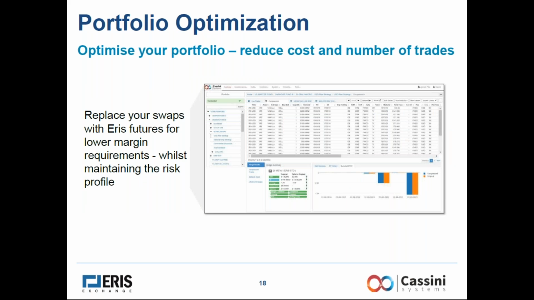Now, coming back to the portfolio optimization model that we are offering in partnership with Eris, the way that this works within the Cassini engines is that we initially load the portfolio of swaps, and we then create a bucketed risk profile out to maturity. Then our optimization engine will run, and that will find the minimum number of futures trades that can replicate that risk profile. And finally, we calculate the saving in initial margin and lifetime cost.